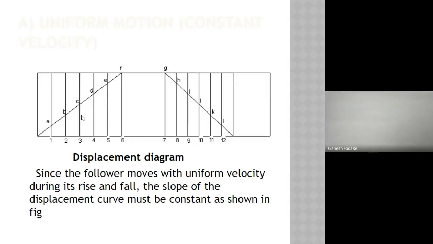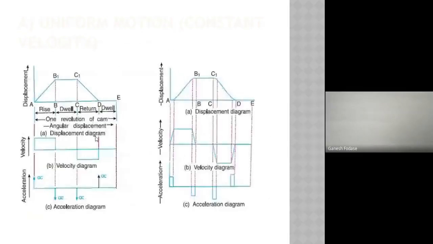You can see, as the follower is moving with constant velocity. So if velocity is constant, that is V is constant, dy by dt, that is displacement curve, will be having a constant slope. So you can see a slope of this displacement curve is a constant. So first step in cam analysis is to draw a displacement diagram. I just discussed with you how to draw a displacement diagram for a uniform motion displacement.